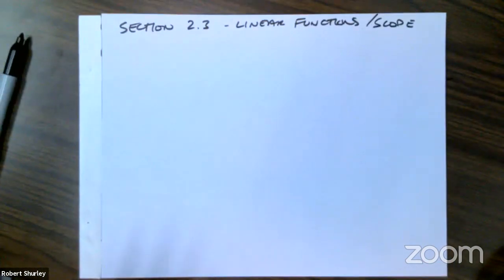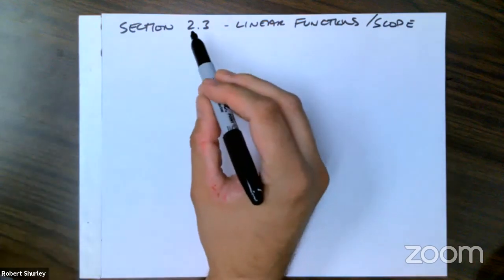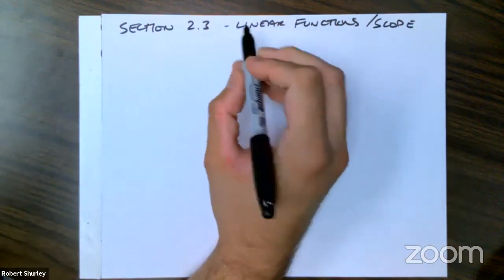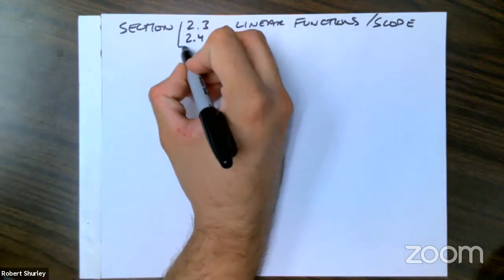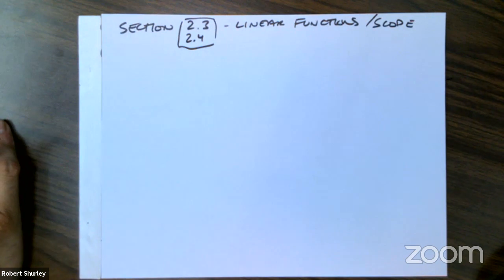So today we're going to go over linear functions and slope. We'll probably get through 2.3 and maybe 2.4. These two sections go together really well, so they really should be one section. But we'll see what happens as we get rocking and rolling.